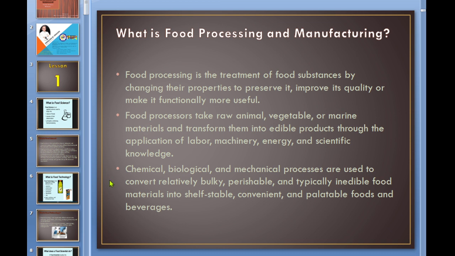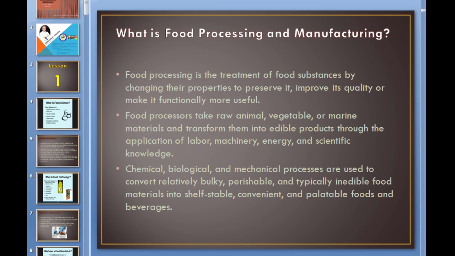Okay. Next is chemical, biological, and mechanical processes are used to convert relatively bulky, perishable, and typically inedible food materials into shelf-stable, convenient, and palatable foods and beverages. No? Food processing and food preservation play a very big role. Preserving our food, class, is extending the lifespan of the food that we are about to consume, no? That is why, class, food is not available at all times. Right?